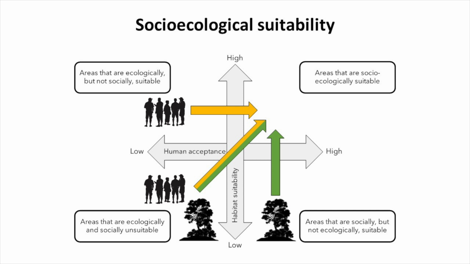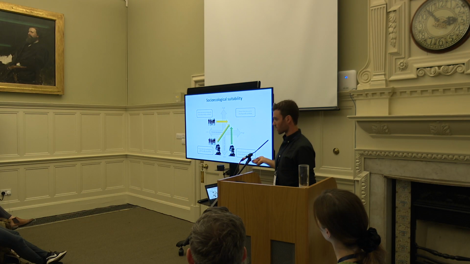So if you have areas that are ecologically and socially unsuitable, you know that you have to invest time in working with people and working with the ecology, the habitat, whatever it is. You can also have areas that are ecologically but not socially suitable, and then you have to work with people more, etc. It's a simple framework that is relatively easy to quantify with the data that we have.